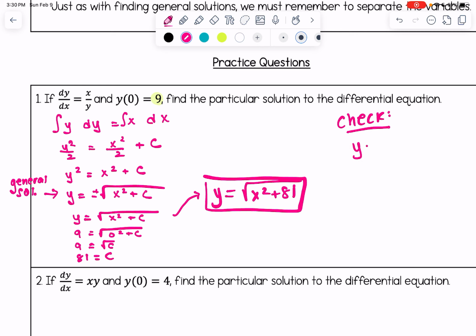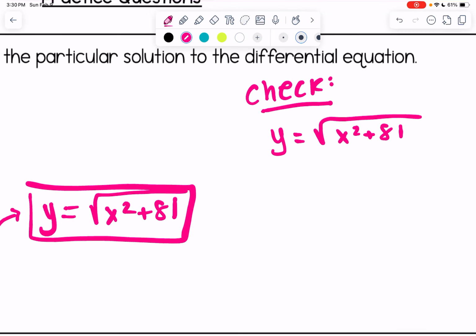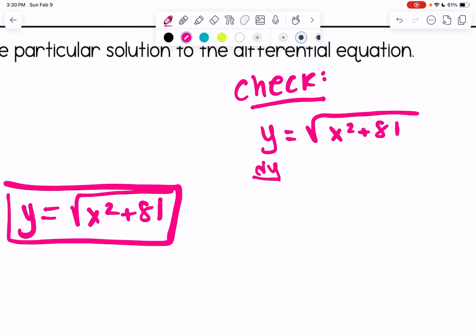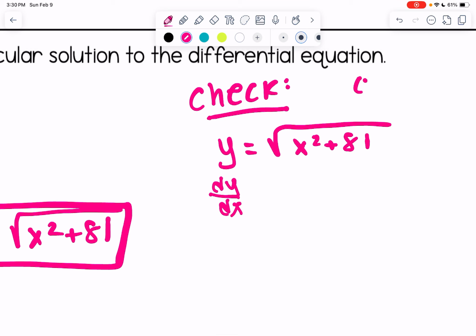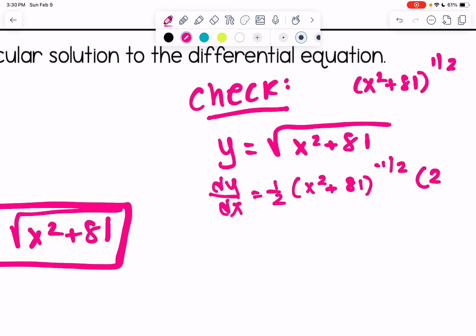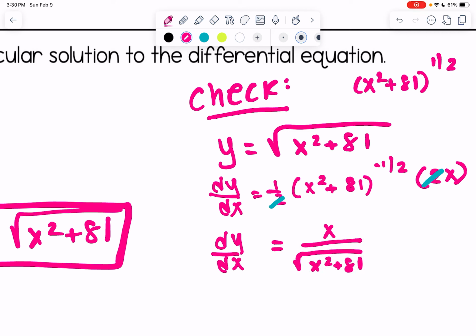So if I wanted to check, basically I'm going to take my equation and find the derivative of it. So I'm going to, on the left, get dy dx. Over on the right, recall that this is really x squared plus 81 to the 1/2 power. So I would have to use chain rule here. Bring the 1/2 down, subtract 1 from the exponent, but then multiply by the derivative of the inside. We can see over here, these 2's are going to go away. And if I rewrite this, I have x over the square root of x squared plus 81.